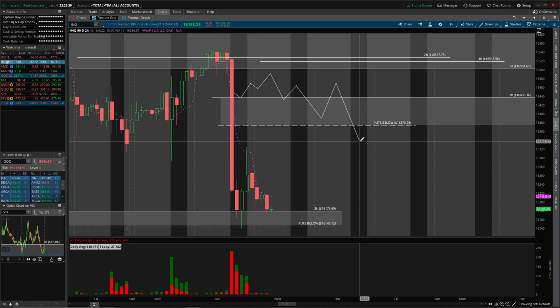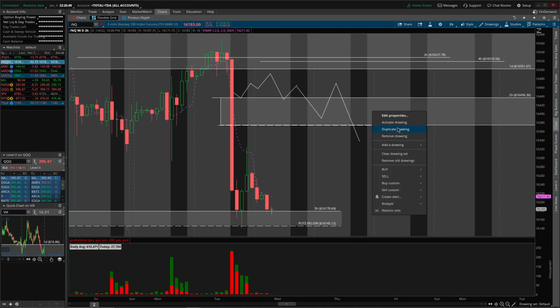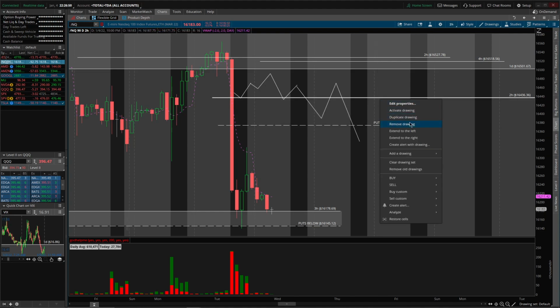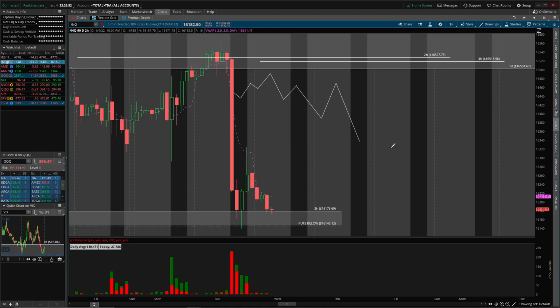Once it crosses it, say for example price were to do this, and then once it crossed it, I would not use the zone as demand. This would become invalid. I would just remove this thing and just forget about it.